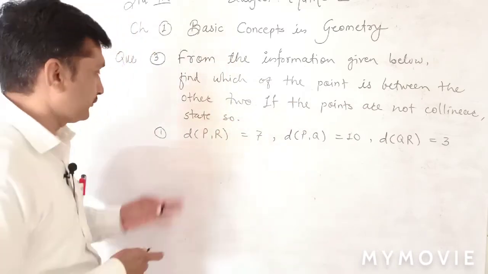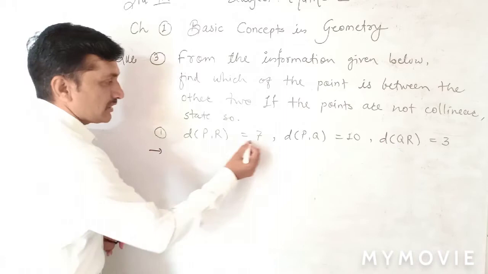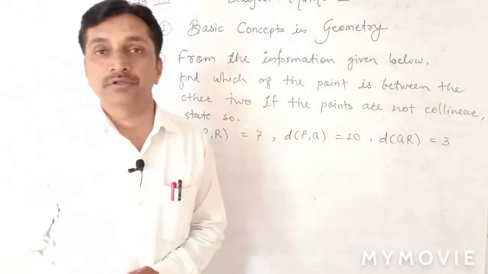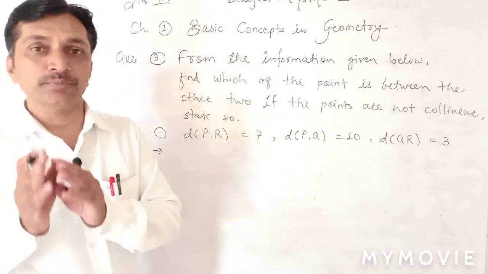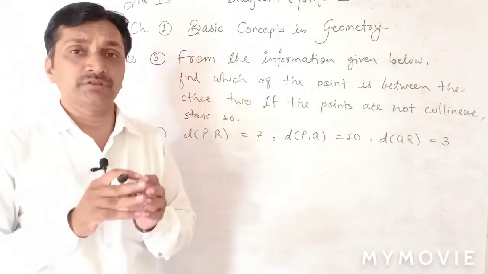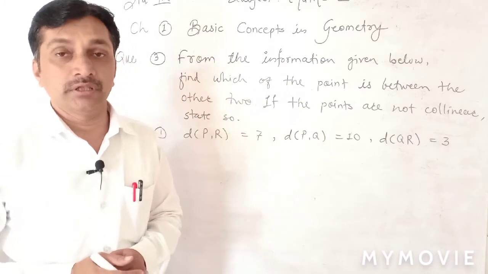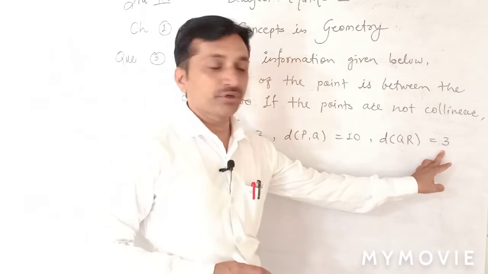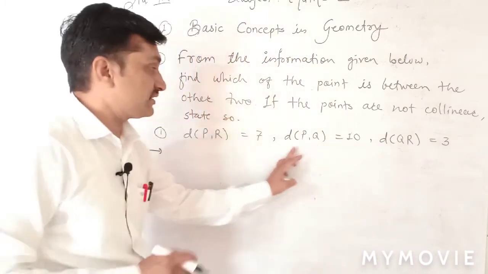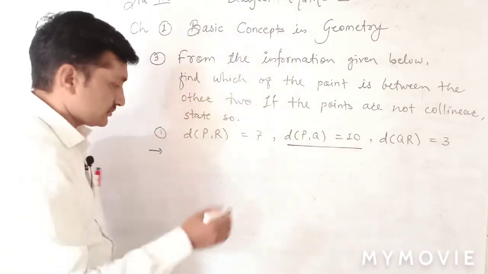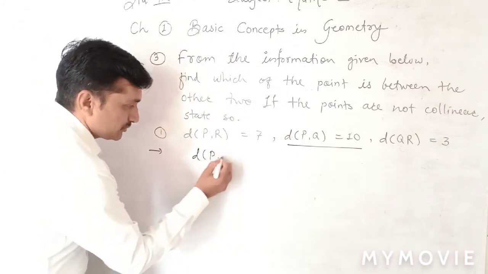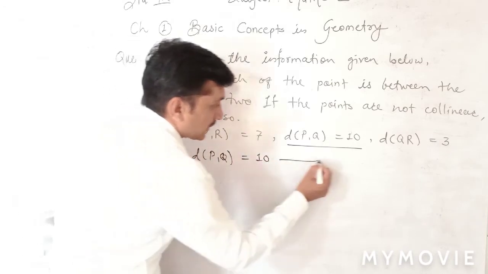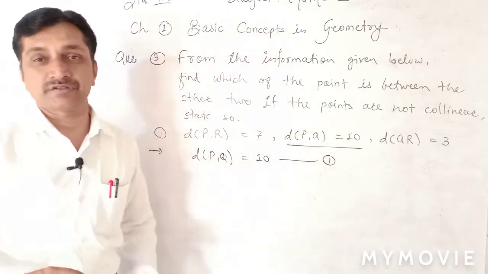Now let's see how to solve. First, distance PR is equal to 7, distance PQ is 10, and distance QR is equal to 3. Now here are 3 distances. Out of that, we first take the largest distance. Here is 7, here is 10, here is 3. What is largest? 10. Therefore, distance PQ is the largest. I write this first: distance PQ is equal to 10, and I give it number 1, the largest distance.